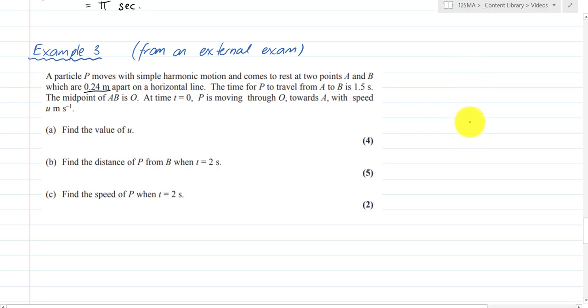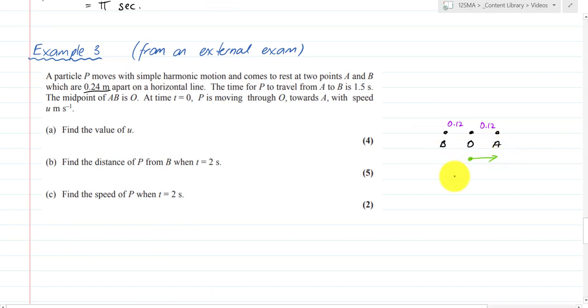So what I'm going to do is represent this on a straight line, just as a diagram here. So we've got A, we've got O, and we've got B. It's important to note here that we've got 0.12, 0.12, and that gives us our A and B are 0.24 meters apart. And of course we're told that O is the midpoint of AB, so that makes that 0.12 work. And initially at time equals 0, the particle is here and it's heading towards A. And so it might in fact be easier for us to think about A and B the other way around.